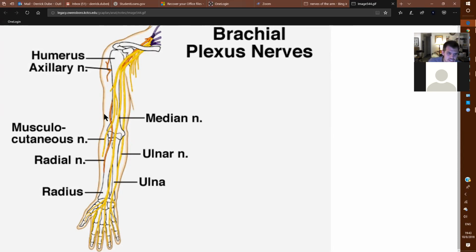Musculocutaneous doesn't go that deep in the arm. So if you're wondering, oh, they're both lateral, which one is it? Well, look for the one that comes out from behind the humerus and goes further down the arm. That one will be your biggest giveaway. And then you have this one coming right down the middle of everything. Well, that's going to be your median nerve.